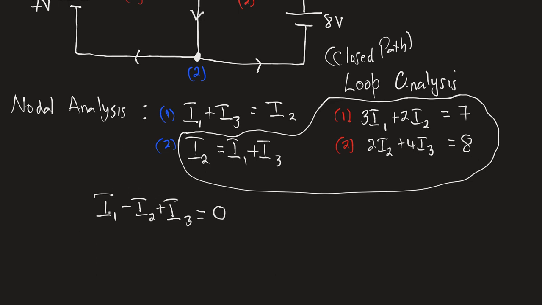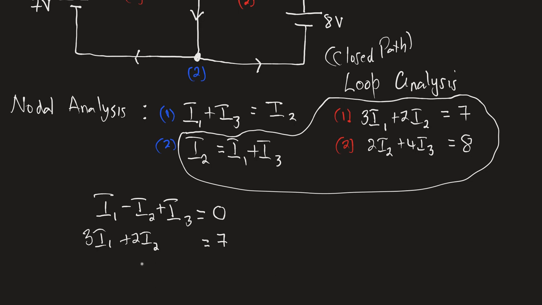You're going to have at least one of these equations where you have this combination of currents being equal to 0. Again, that's that version of that conservation law. And then let's write down our loop analysis equations. So we'll start with the one that I have labeled here. 3I1 plus 2I2, no I3 in that loop, that's equal to 7.